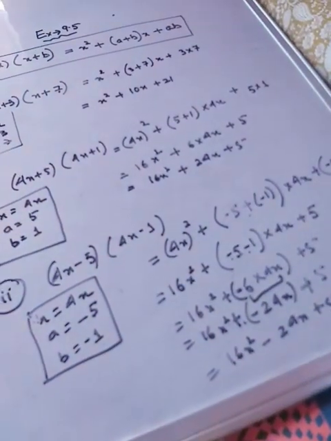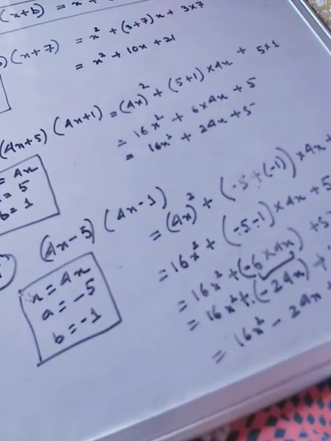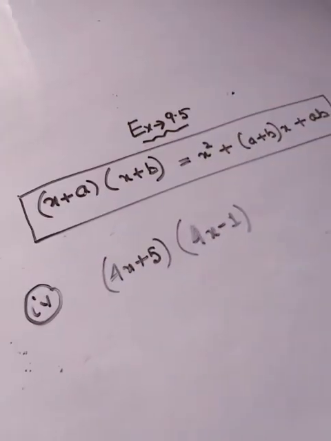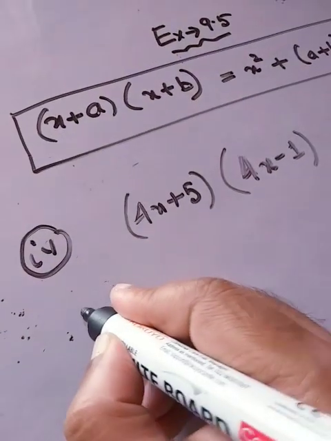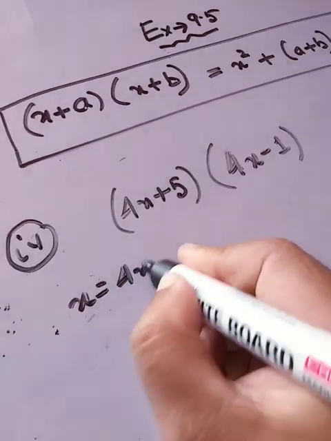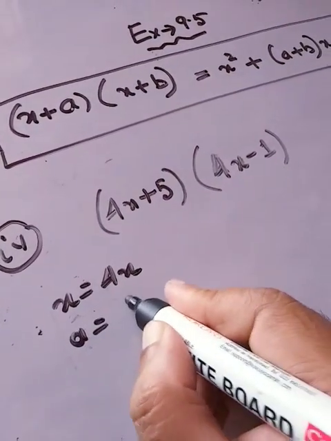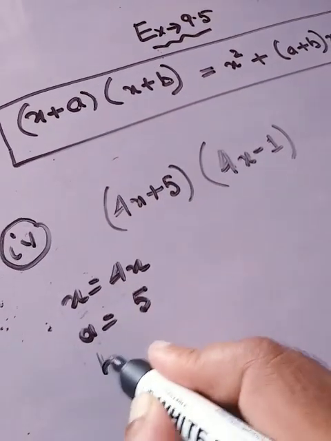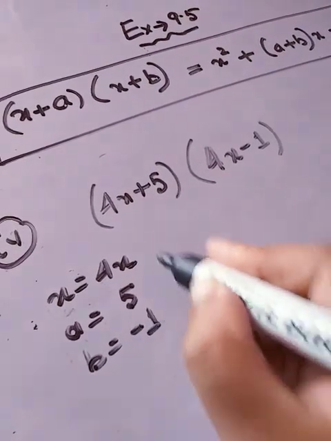Okay, so let's move on to sum number 4. So this is sum number 4. In place of x we have 4x, in place of a we have plus 5, and in place of b we have minus 1.